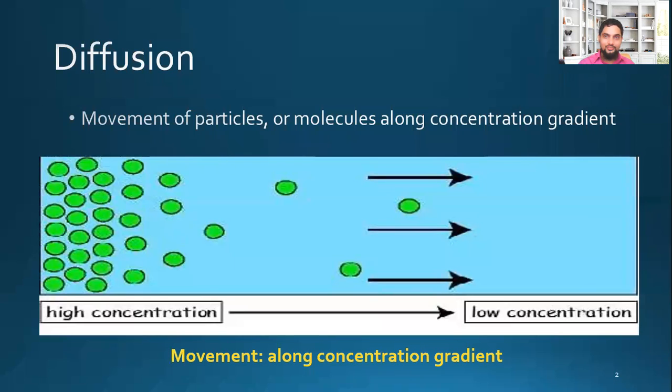So to begin, diffusion. Diffusion is referring to the movement of particles or the movement of molecules along a concentration gradient. Now, what is this concentration gradient? The concentration gradient is referring to where you may have a high concentration of substances in one area, and you have low concentration in another area. So the gradient is when it moves from where you have a lot of it to where you have less of it. So the movement is along a concentration gradient where you have plenty of the particles to where you have less of the particles.